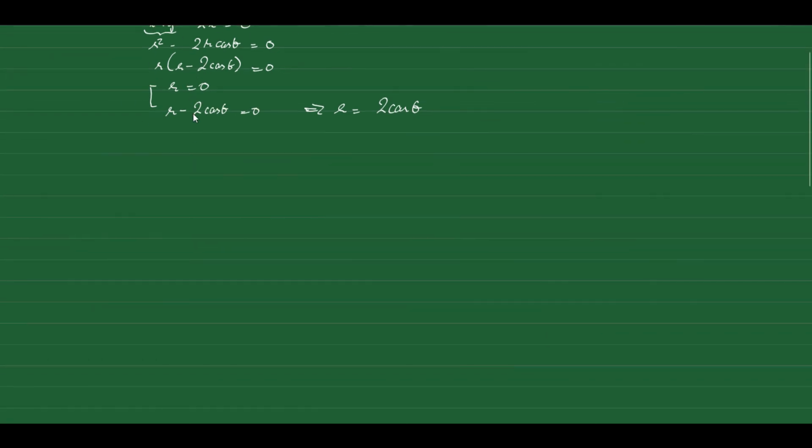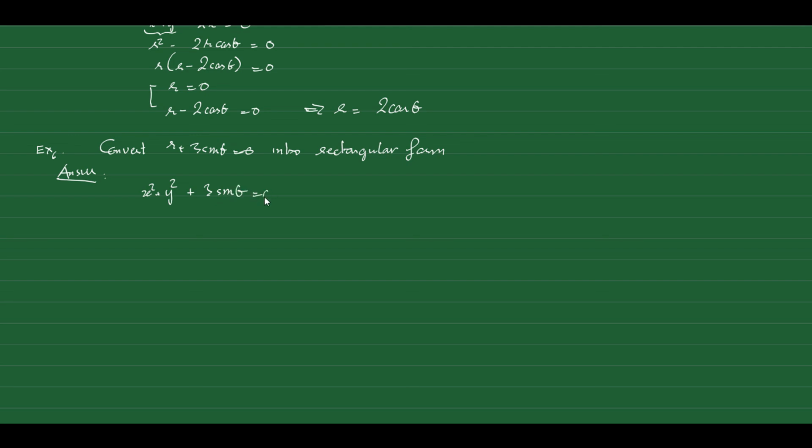Now in example number 6, I give you the polar form, and I want you to convert to rectangular form. So really easy. Very easy, guys. So r will be what? r will be the square root of x squared plus y squared, and plus 3 sine theta equals 0.